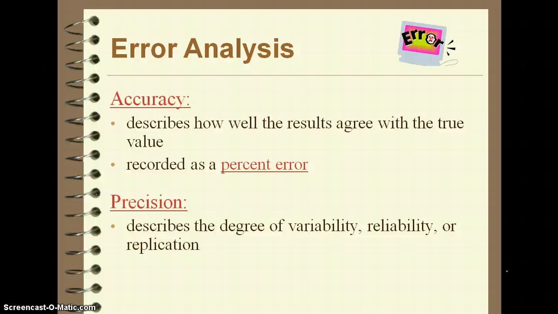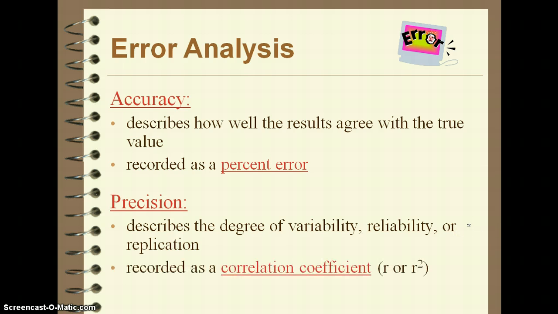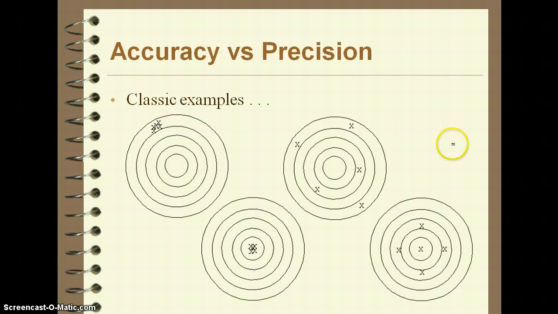And precision is the degree of variability, reliability, or replication. If we could do this over and over and get the exact same results, we're very precise. It also shows us how well our data lines up with itself. If we have a graph and we end up doing a regression and it looks very linear and straight, then we'll probably have a very good degree of precision. We'll use the correlation coefficient, which is the R value, to determine our degree of precision. And that'll be discussed later.